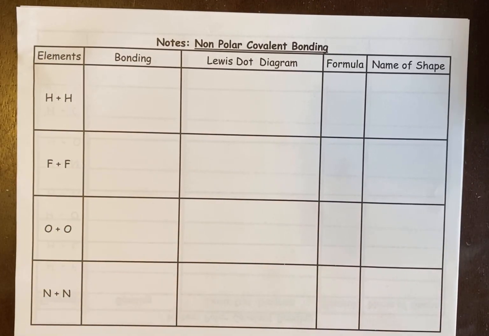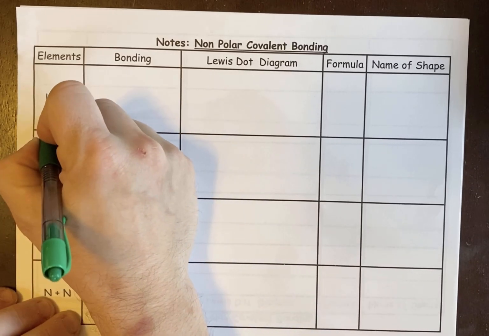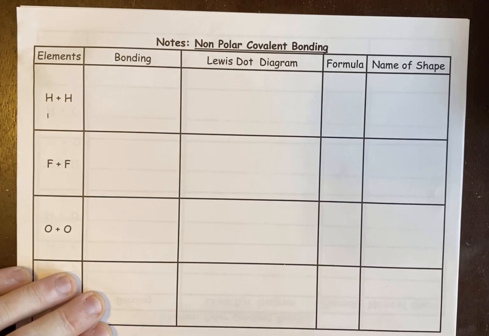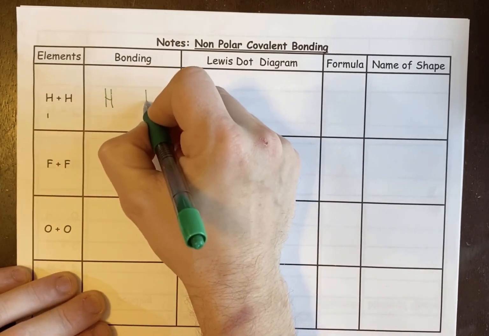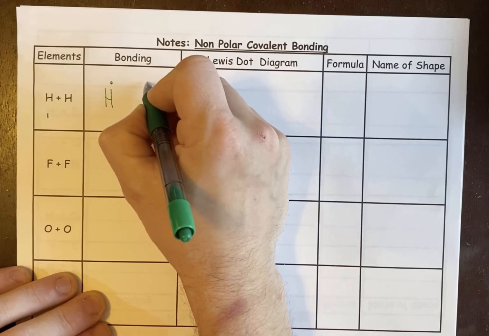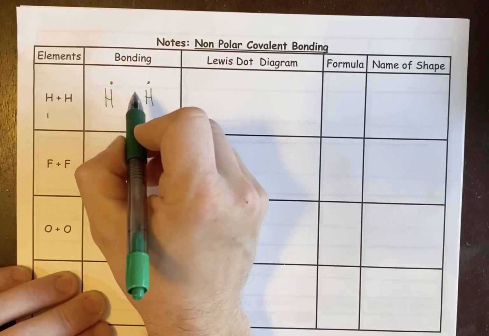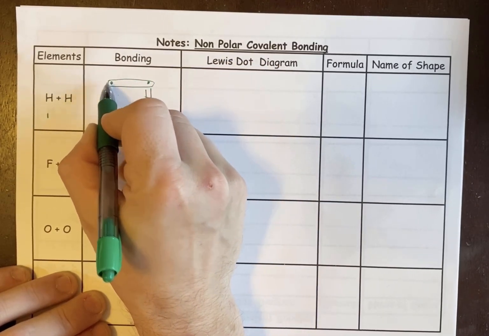So for nonpolar, the first thing you have to do is look up the configurations on the periodic table. Hydrogen's configuration is just one. So when I draw hydrogen bonding to itself, I just draw two H's. They each have one valence electron. It doesn't matter if you put them at the top or on the inside. And since it's covalent, we circle it.